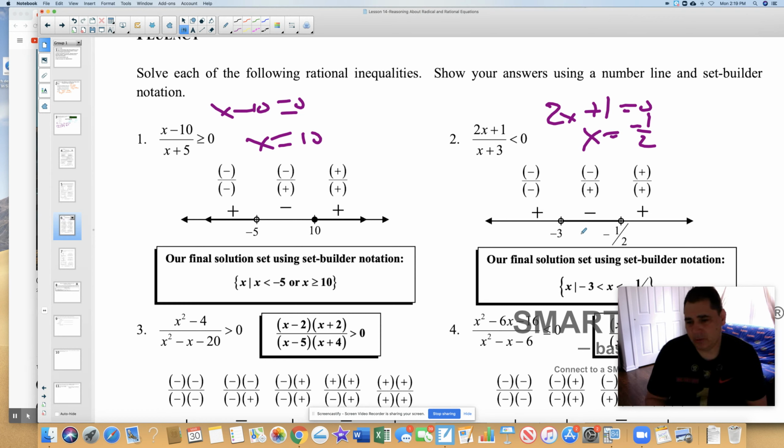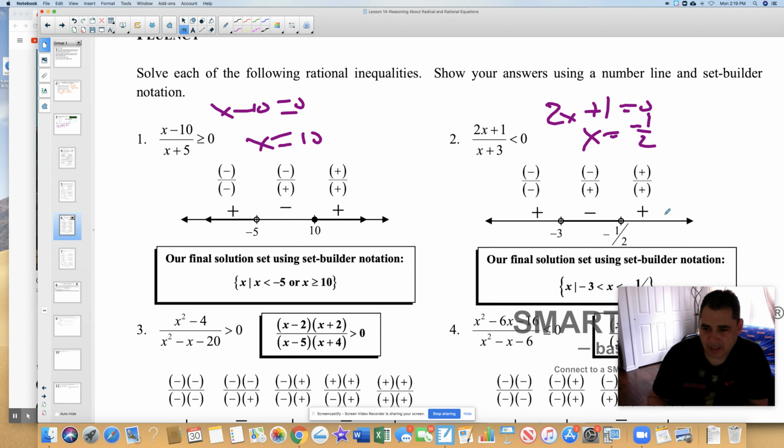So let's pick a number between negative 3 and negative a half. Let's pick negative 2. 2 times negative 2 is negative 4. Negative 4 plus 1 is negative 3. So it's negative. Negative 2 plus 3 is a positive. Negative divided by positive is negative. And negative is less than 0.